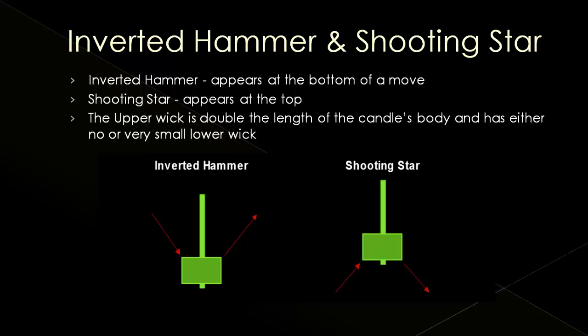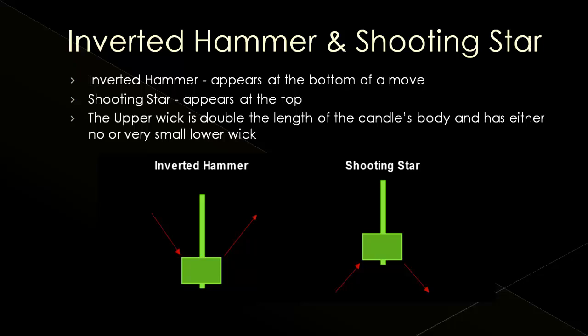The inverted hammer and shooting star. This is essentially the same as the hammer or the hanging man pattern. The only difference is that the wick is at the top. The inverted hammer appears at the bottom of a move. The shooting star appears at the top of a move. The upper wick is double the length of the candle's body, and it either has no lower wick or a very small lower wick. The inverted hammer usually forms at the bottom of a trend.